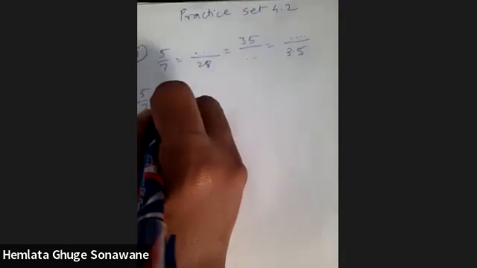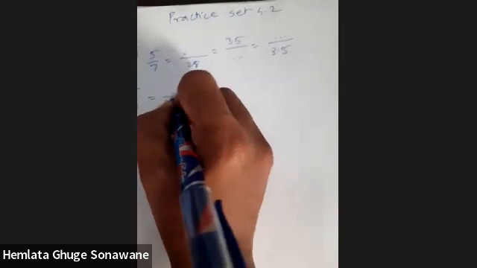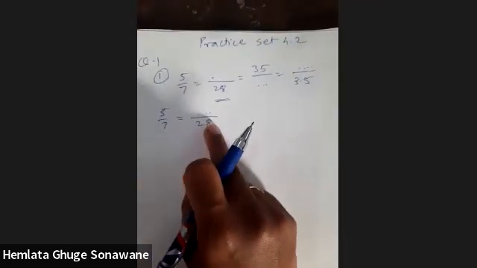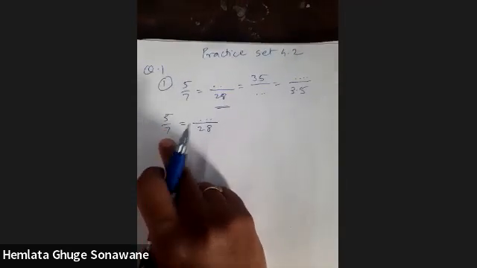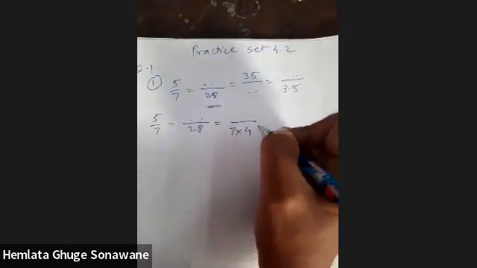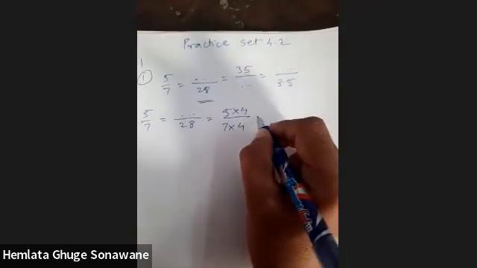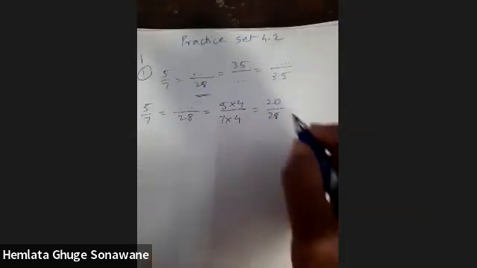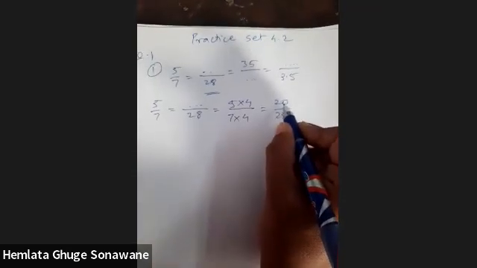Now we have to fill these blanks. Now 5 upon 7 is given. We'll take this first term, dash upon 28. Now we split this number, that is, we have to split with 7. So it becomes 7 fours are 28. So here also we'll multiply 5 with 4. So that is 28 and 20. 5 fours are 20. 20 upon 28 means this fill in the blank is 20.